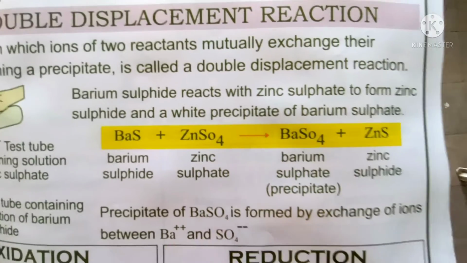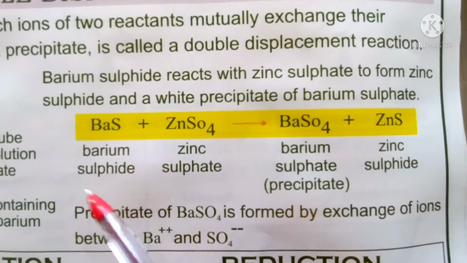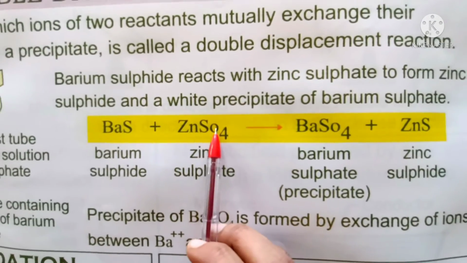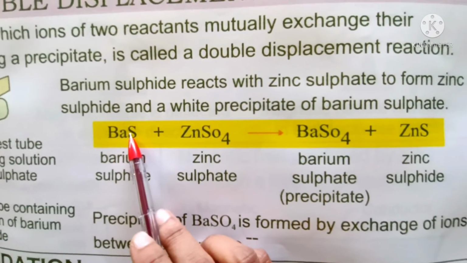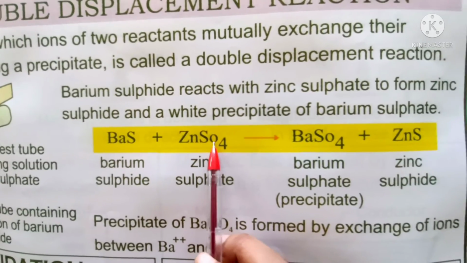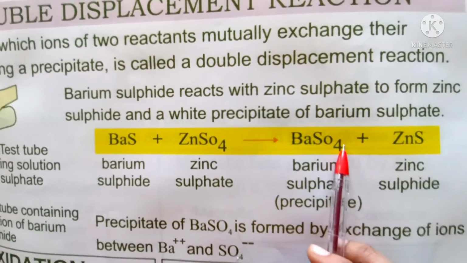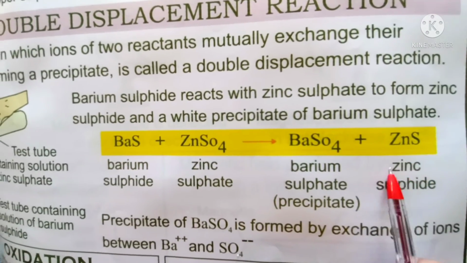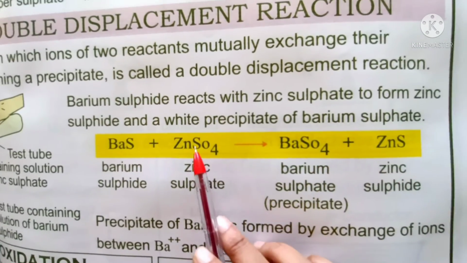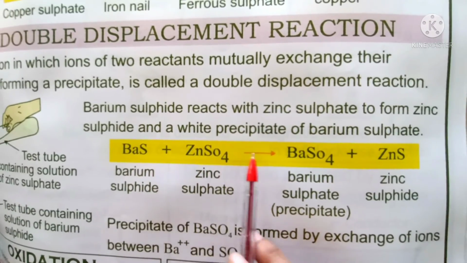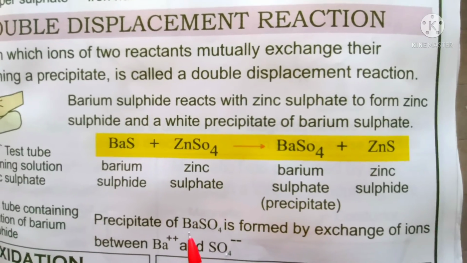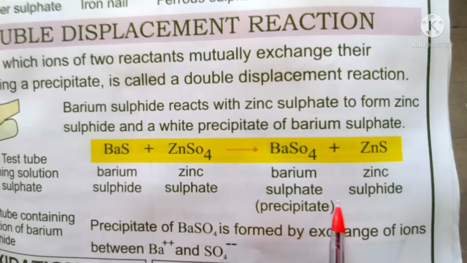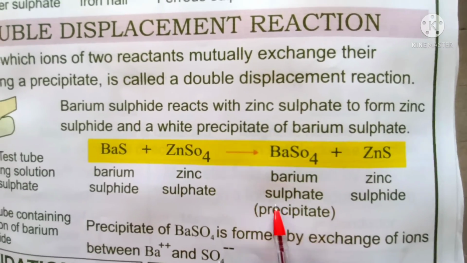Now let's see how the double displacement takes place. Observe this. This barium combines with SO4 and forms barium sulfate, and this zinc combines with the chlorine to form zinc chloride. In this way, the ions get exchanged and the double displacement reaction takes place between these two chemicals, and the precipitate of barium sulfate is formed.